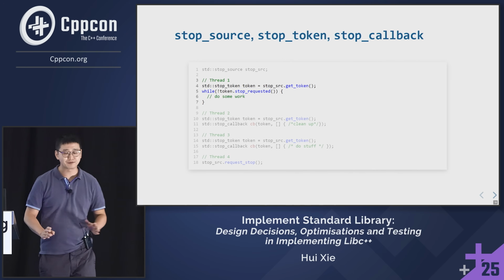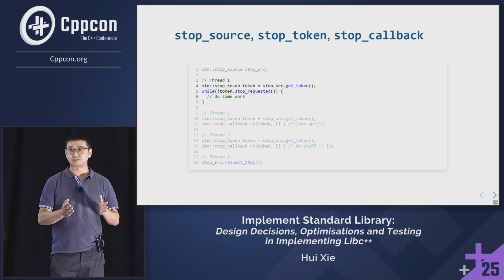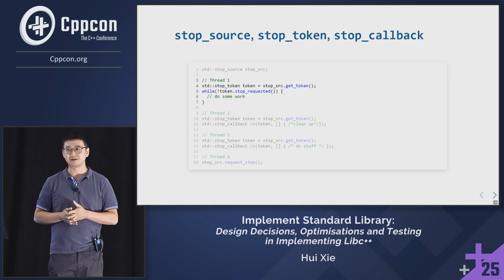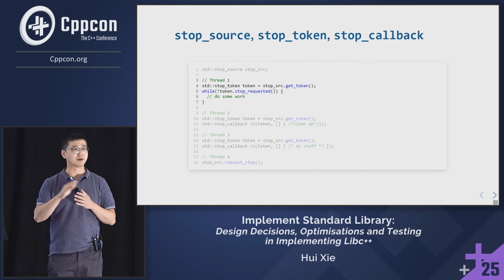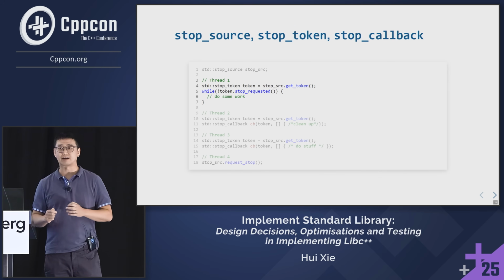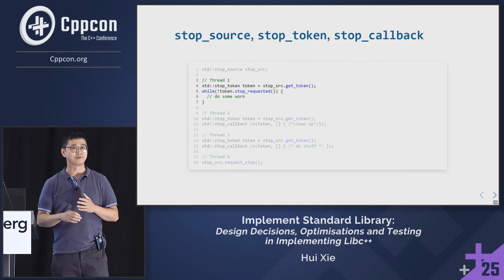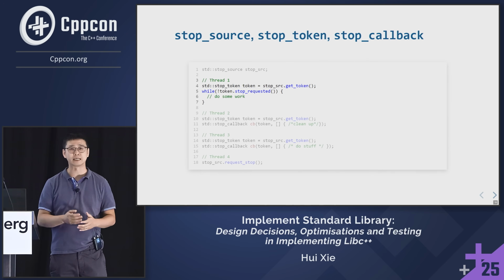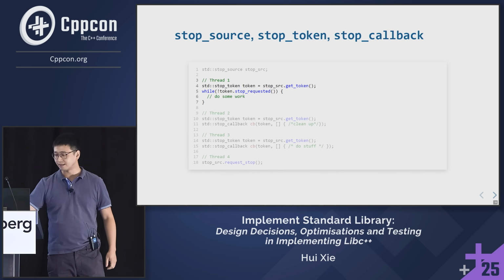So on thread 1, you can ask the stop_source to get a stop_token. Then you can periodically query the stop_requested flag from the token. So if stop is not requested, you can do some work. Otherwise, you exit, then do some cleanup, right?